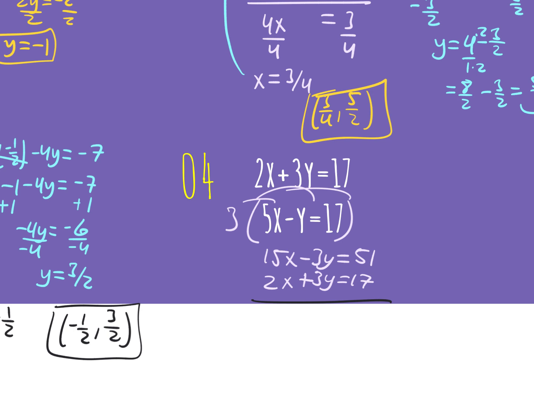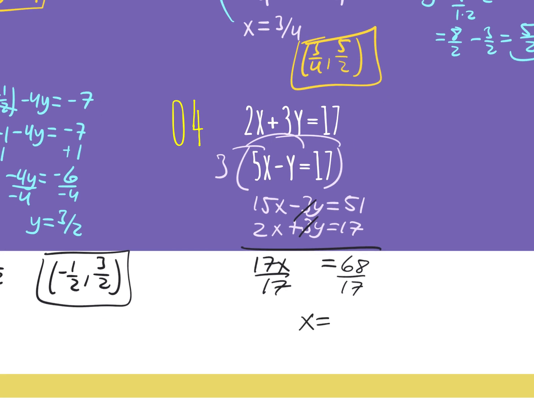So you could have eliminated x, but then you would have to multiply both of the equations to get them to match, right? So make it easier for yourself. Try to observe both variables before you decide what to do. And then doing this, the y's cancel out. 15x plus 2x is 17x. 51 plus 17 is 68. Divide by 17, and then I get x equals 4.